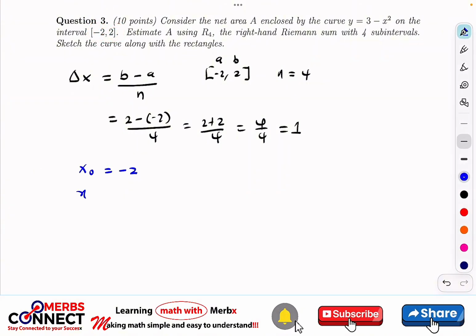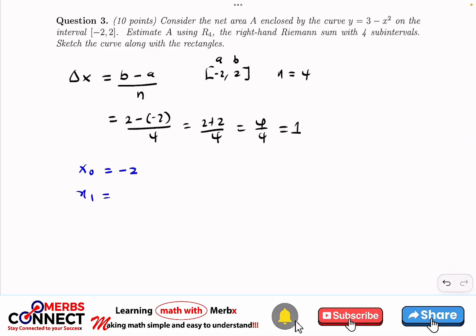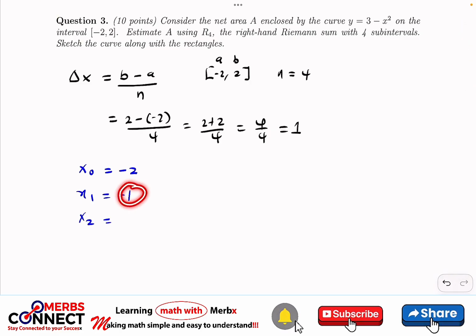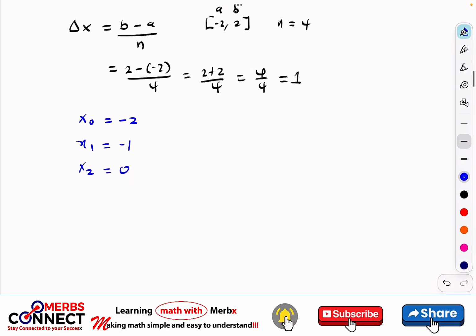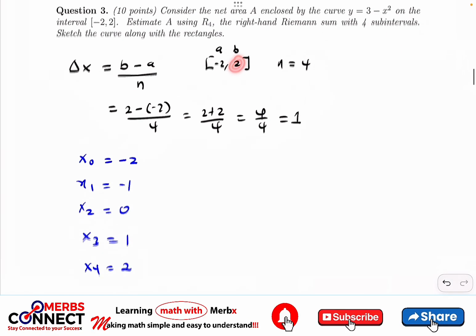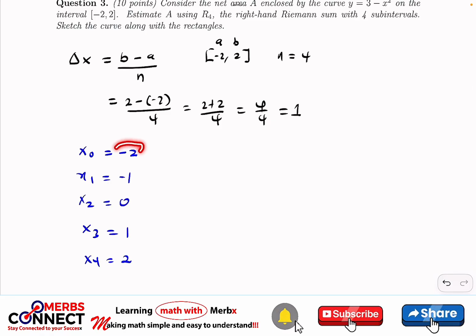So it means that what will be x1? The step size is 1, so I need to add 1 to the previous one, which is going to give us minus 1. x2 will be adding 1 to this, and this is going to give us 0. x3 will be adding 1 to 0, we are going to get 1. x4 will be equal to adding 1 to this, which is going to give us 2. So since we have gotten to the end of the domain, which is 2, we stop. So now we are starting from minus 2 up to 2.